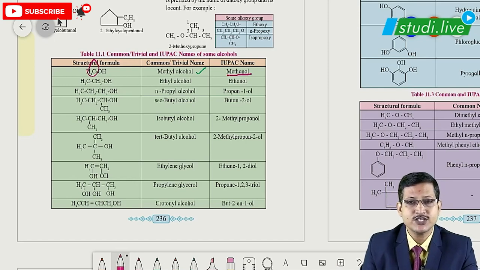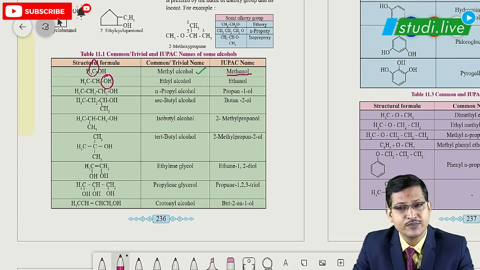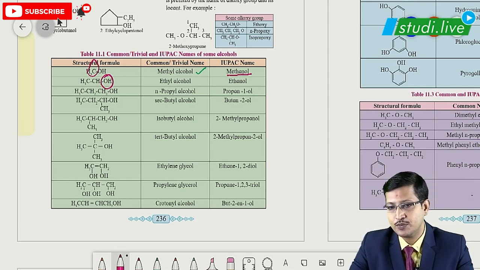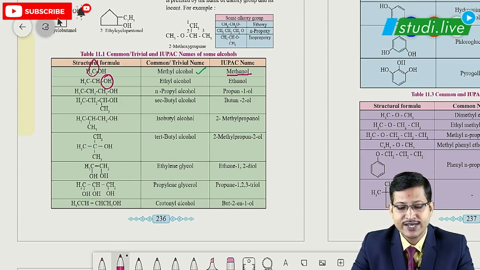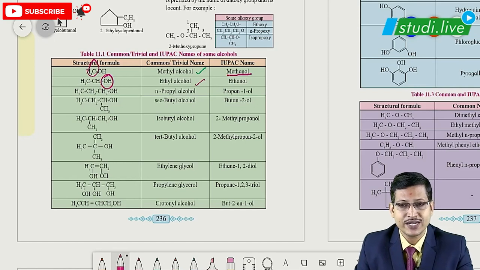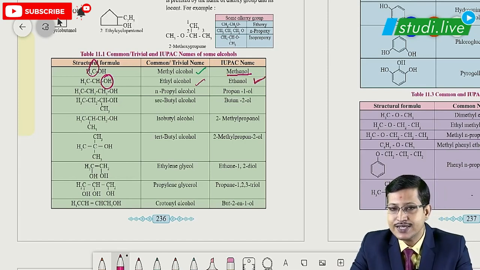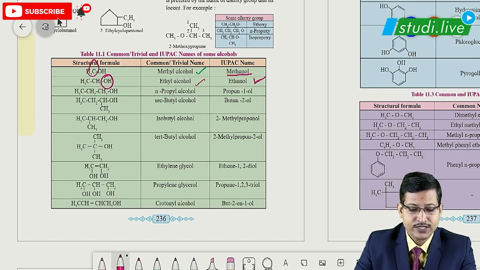The next one, CH3CH2OH. Now in this case, you have OH attached to 2 carbon atoms, and for that the alkyl group is ethyl group. So it is called ethyl alcohol. OH is the suffix, so alcohol will be the suffix, and the alkyl group is, yes, ethyl. Same way, for the IUPAC nomenclature, again there are 2 carbon atoms. For 2 carbon atoms, the parent alkane is ethane, so it is ethanol, wherein the E of alkane is replaced by OL.